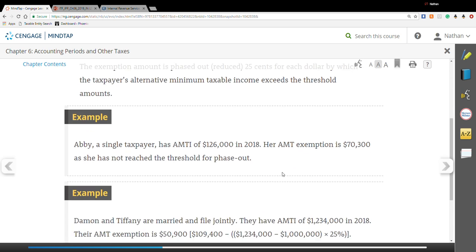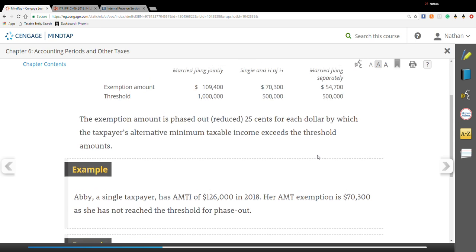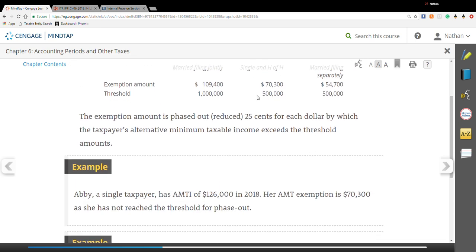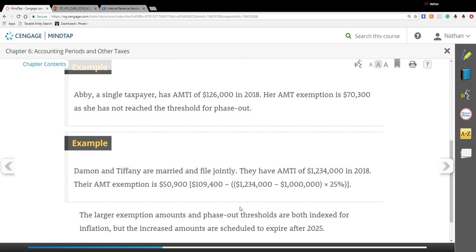For the current examples, Abby, a single taxpayer, has AMTI of $126,000 in 2018. Her AMT exemption is $70,300. The reason why is because she hasn't beat $500,000. Once she reaches over here, it starts fading down.